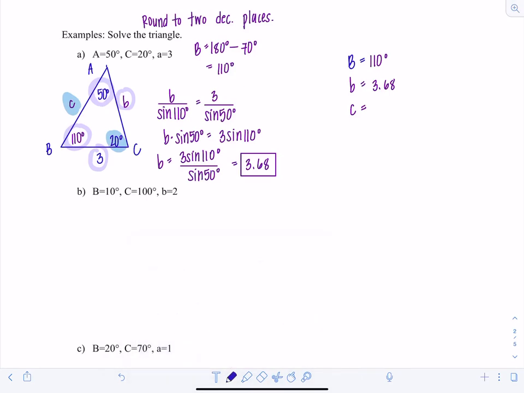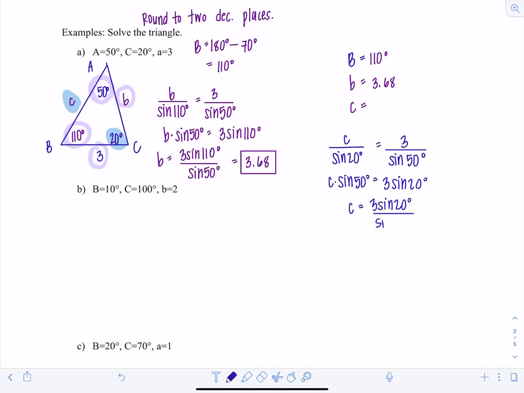So C over sine of 20 is equal to 3 over sine of 50. Okay, and then that means C times sine of 50 equals 3 times sine of 20. So C equals 3 sine 20 over sine of 50. And this comes out to 1.34. So now we've solved the triangle. We found all the missing sides and angles. This is 1.34. And we can box our answer. Looks good. All right, next example.